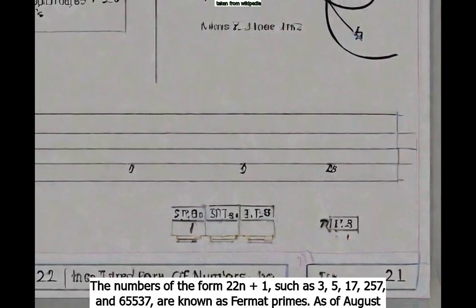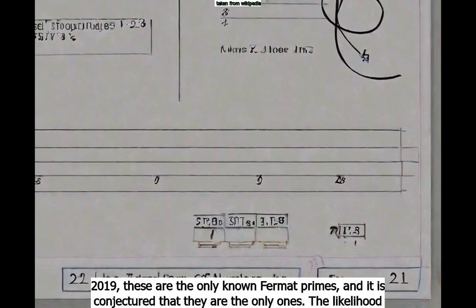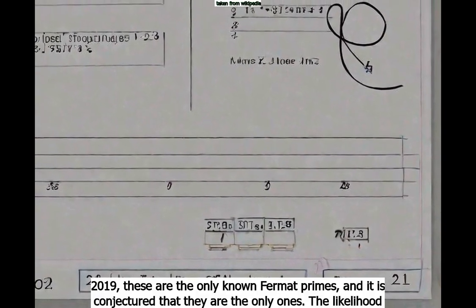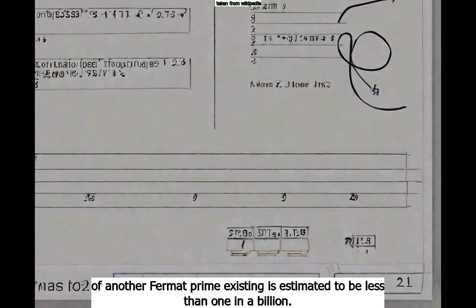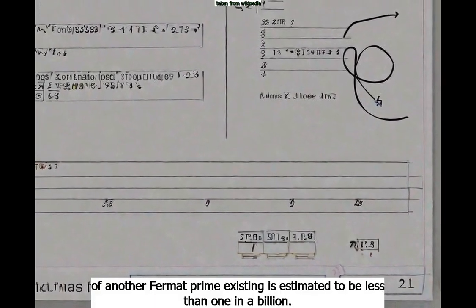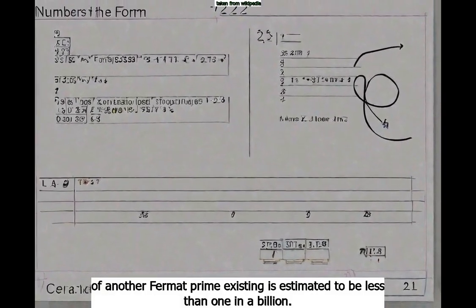The numbers of the form 2 to the power of 2 to the n, plus 1, such as 3, 5, 17, 257, and 65,537, are known as Fermat primes. As of August 2019, these are the only known Fermat primes, and it is conjectured that they are the only ones. The likelihood of another Fermat prime existing is estimated to be less than 1 in a billion.